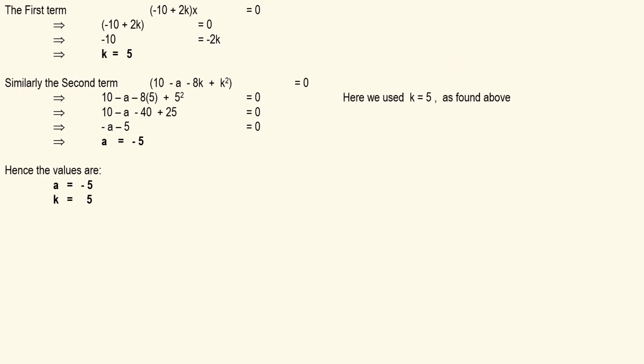The first term we have is minus 10 plus 2k times x is equal to 0. So this implies k is equal to 5. And the second term is that 10 minus a minus 8k plus k square is equal to 0. And when we simplify this expression, we get a is equal to minus 5. Hence we have found out the answer because we set out to find the values of a and k, which we have found to be a is equal to minus 5 and k is equal to 5.